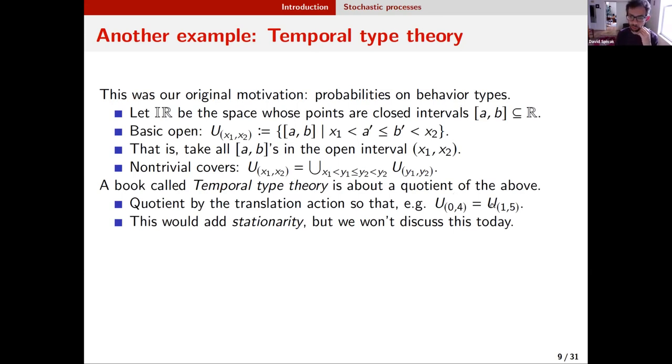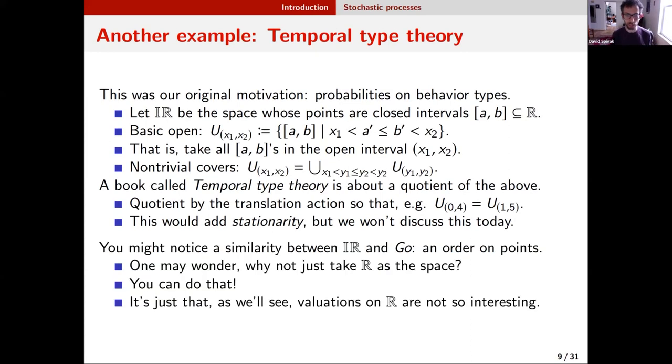That enforces a kind of stationarity that says that what you can do between time zero and four is exactly what you're able to do between one and five. There's nothing new in terms of capability, but I'm not going to talk about that today. So again, you might notice some similarity between IR and Go, this order on points, where some points are contained in others. Someone might ask, why not just take the reals instead of IR? You can, it's just that we'll see that valuations on reals are kind of boring.